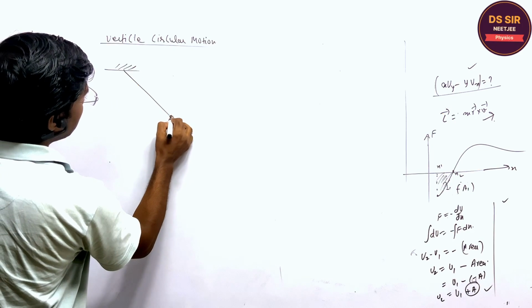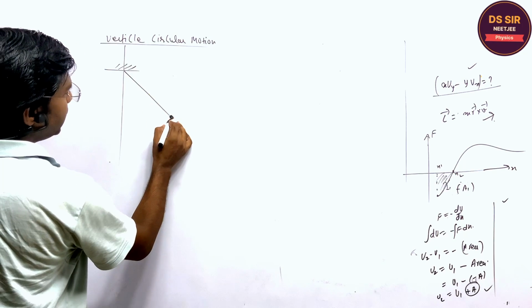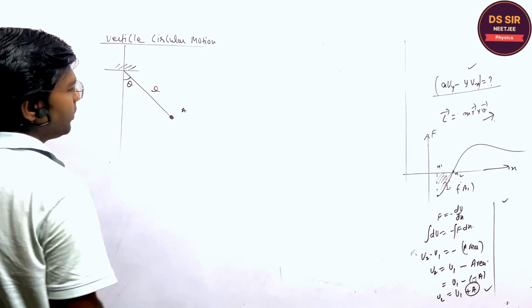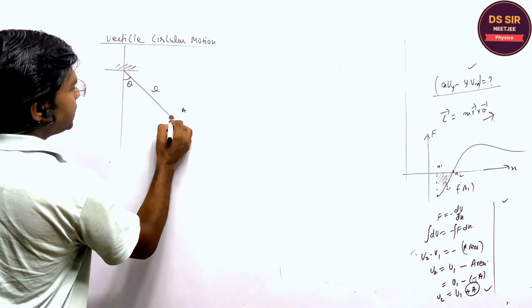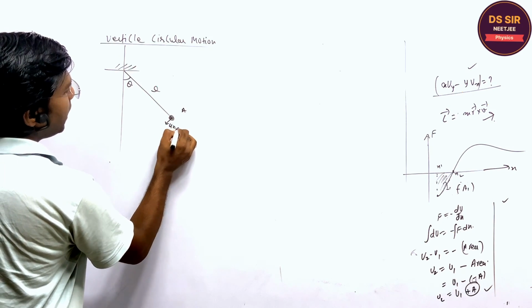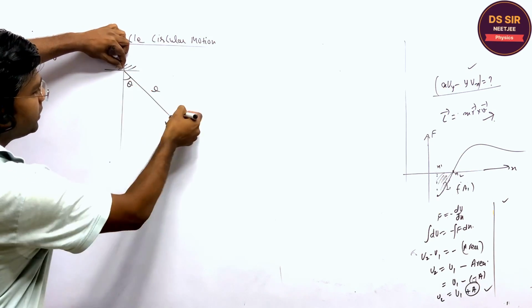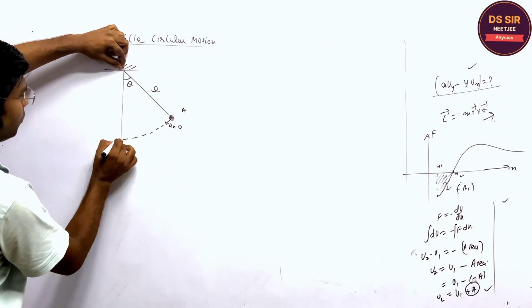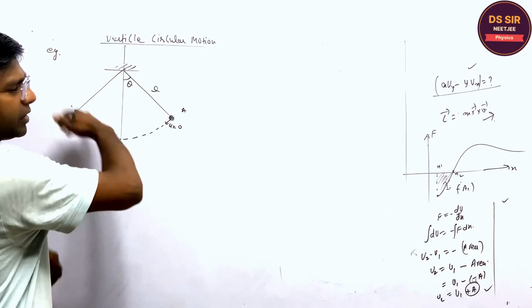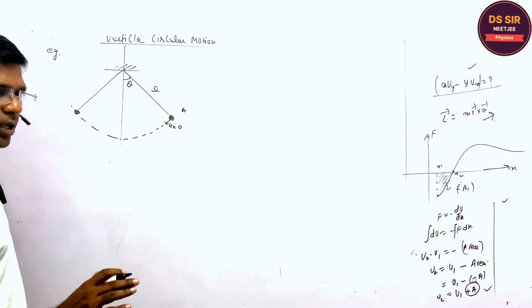Suppose there is a pendulum, right? It is released from rest at position A at angle theta. The length of the pendulum is L. If you release this mass M from u equal to 0, what will happen? When it is released, it will come down and it will move up. Is it clear or not? It will oscillate in this way. Are you getting it or not?